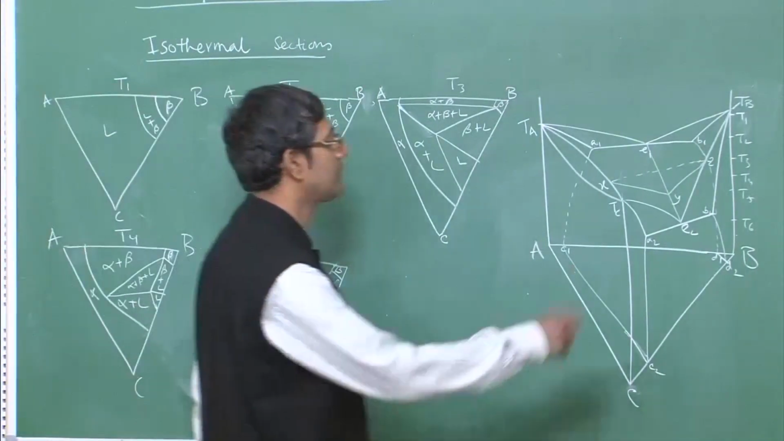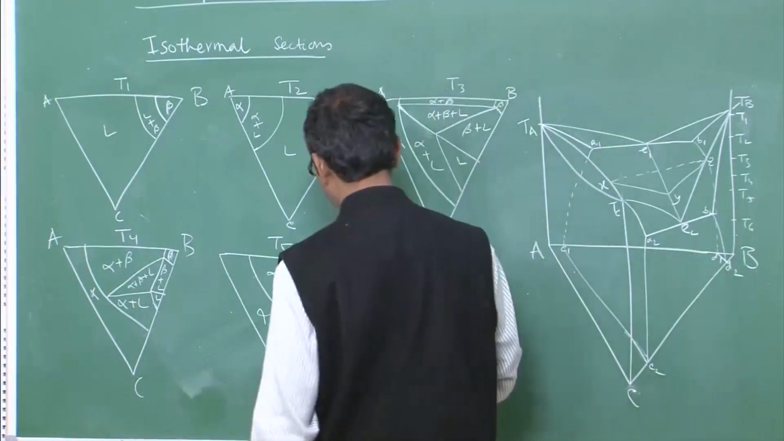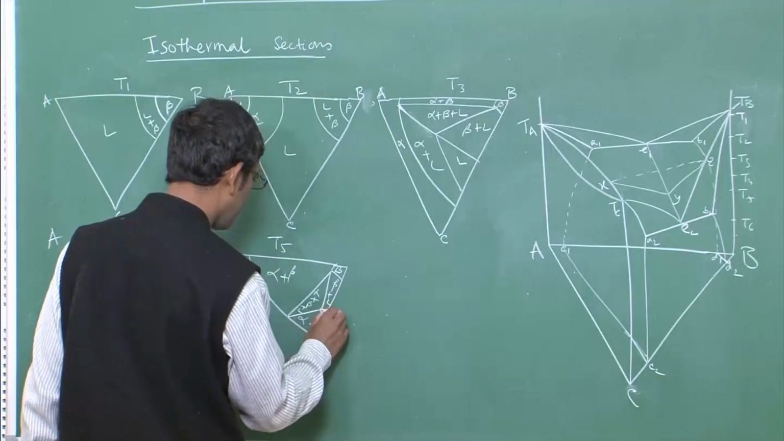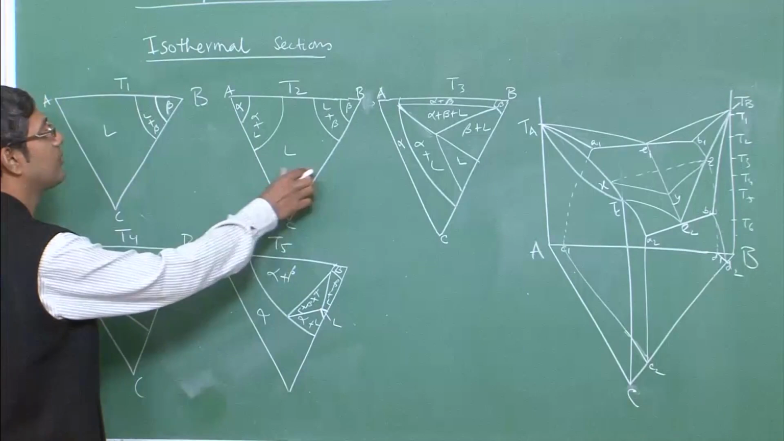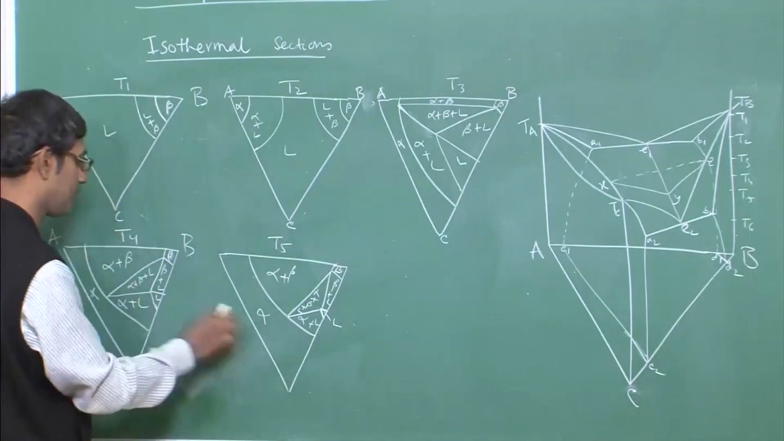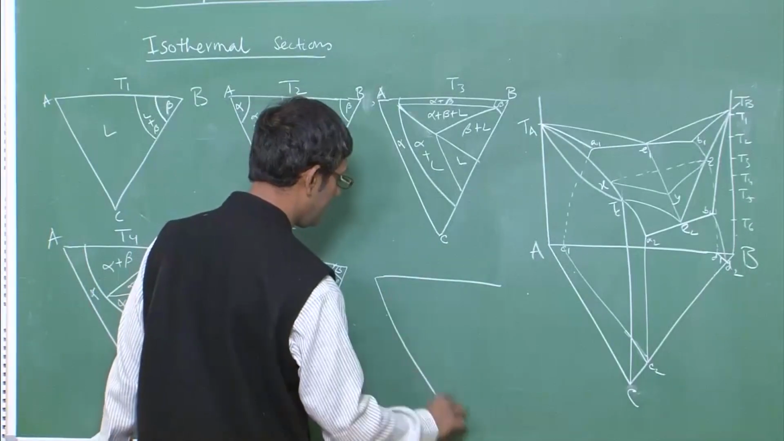T5 is also sitting above the E2. Therefore, there will be liquid, but the liquid is very small. You can see the liquid is slowly reducing. So, T6 is again very easy.